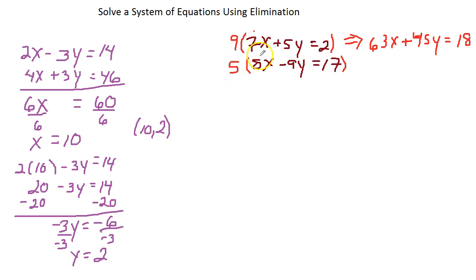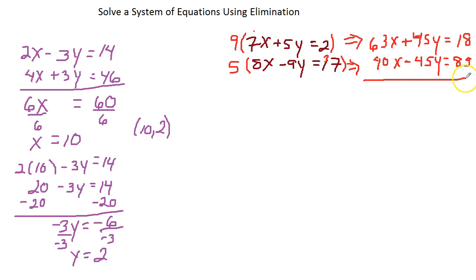Now I'm going to distribute my 5 into the second equation. So this is going to yield 8 times 5 is 40, so we have 40x. 5 times 9, 45. A positive times a negative makes a negative. So minus 45y equals, now we have to take 5 times 17. Well, 7 times 5 is 35. So I write down my 5, carry the 3. 5 times 1 is 5, plus 3 more makes 8. So that's how I get 85 here.